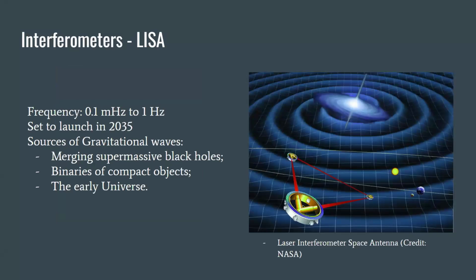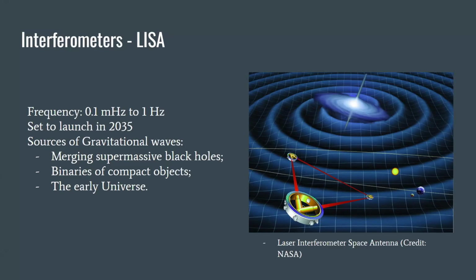Now, because building interferometers on Earth is not enough, we also have plans to build an interferometer in space, which is set to launch in 2035. This time we will measure the frequencies from 0.1 millihertz to 1 hertz, and the sources are a bit different. Now they are from merging supermassive black holes, binaries of compact objects, once again, but also the early universe. So this time with LISA we will measure frequencies in the low range, while with LIGO we were measuring from 10 hertz to thousands of hertz, which is a high frequency range.